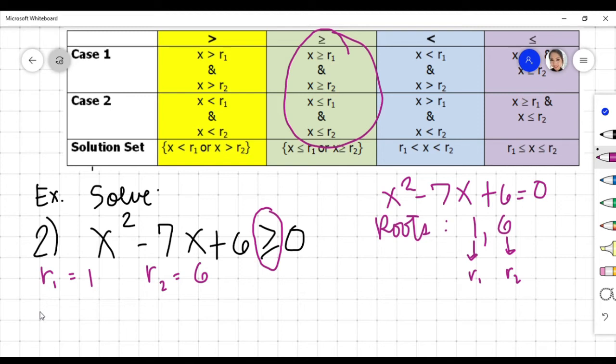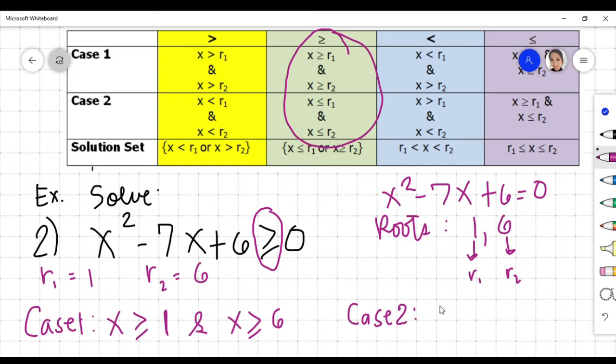So for case 1, we have x greater than or equal to R1, which is positive 1, and x greater than or equal to R2, which is positive 6. For case 2, we have x less than or equal to R1, which is 1, and x less than or equal to R2, which is positive 6.